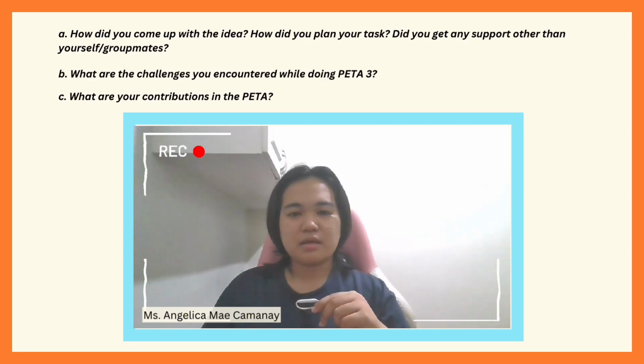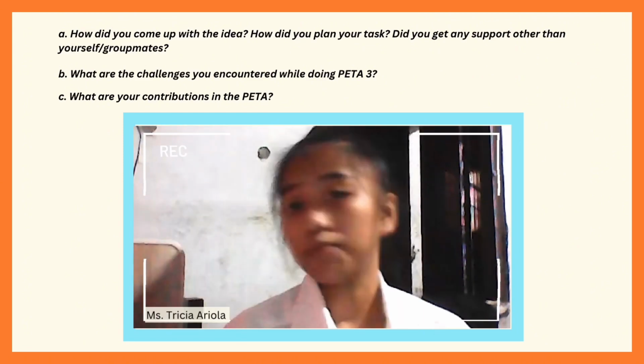The challenge that I encountered while doing the final output is how I can finish my remaining plates on my other subjects and this final output before the deadline. For groups, what are your contributions in the final output? My contribution in this final output is to introduce our topic and what we are aiming for, and why we chose it. How did you come up with an idea?